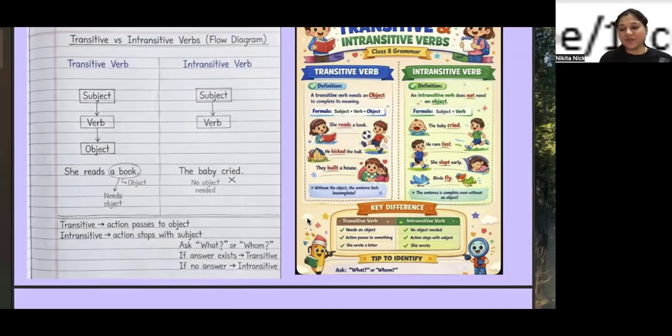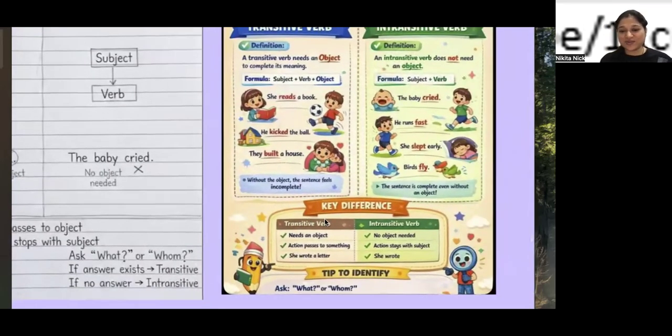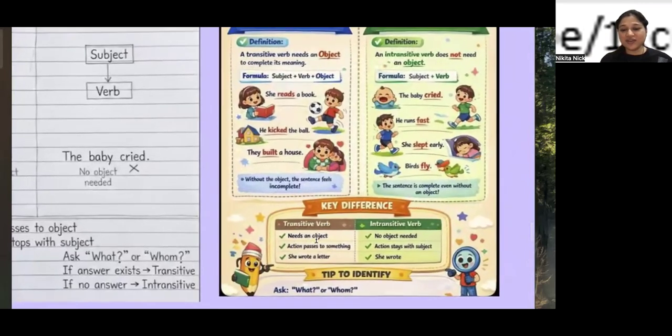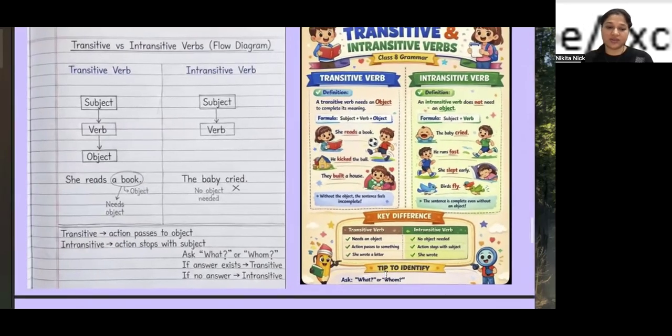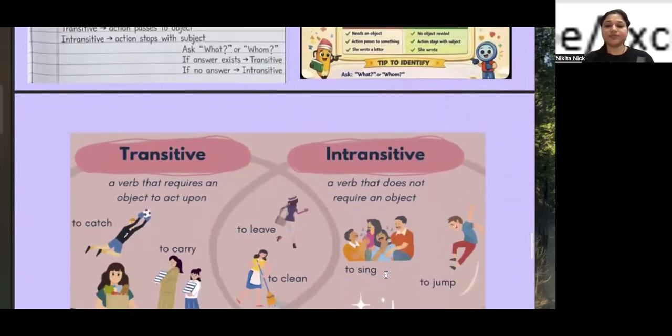All right. This is a very nice difference between transitive and intransitive. Transitive needs an object, the action passes to something. She wrote a letter. She wrote what? She wrote a letter. Intransitive verb, no object needed. The action stays with the subject, she wrote. That's it. So ask what or whom, then you'll get the answer of the object, then it would be transitive.